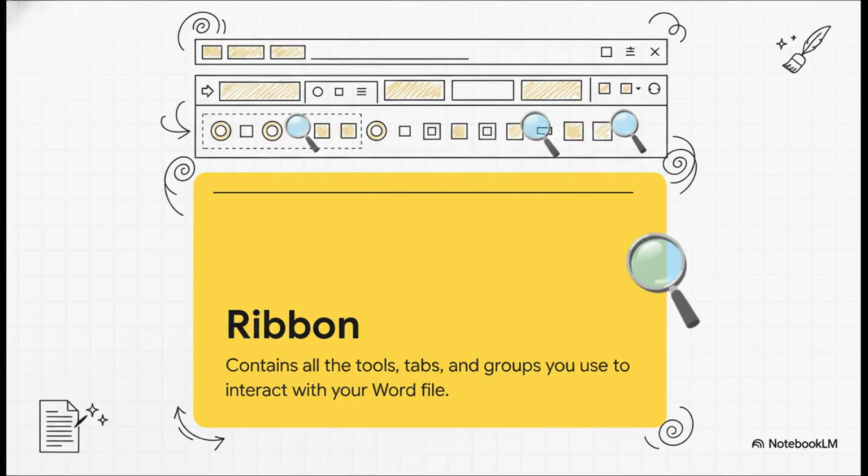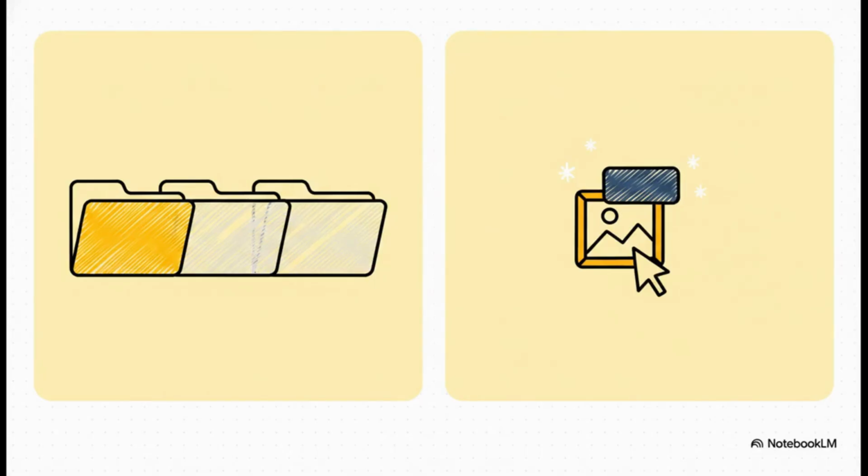Honestly, think of the ribbon as the absolute brain of the operation. It contains every single tool you need to interact with your file. And it's organized so brilliantly into these different tabs. Each tab contains specific buttons, and those buttons are neatly grouped together. This is where the magic happens, folks. And here's where it gets really clever. The ribbon is actually incredibly smart.